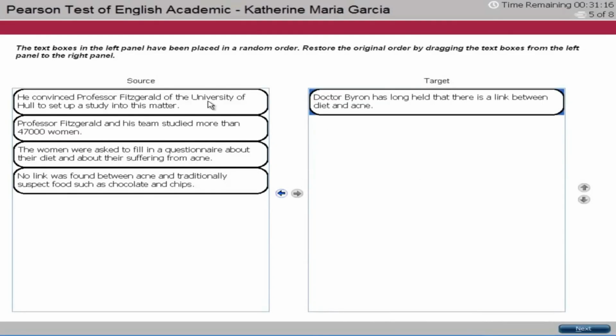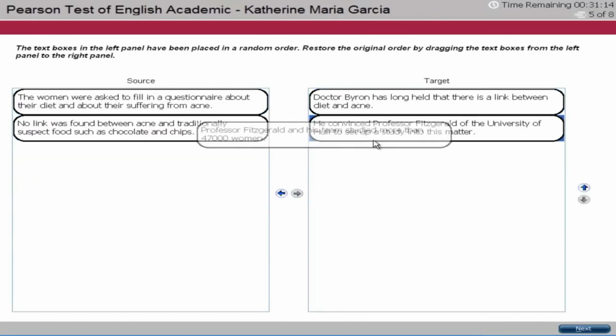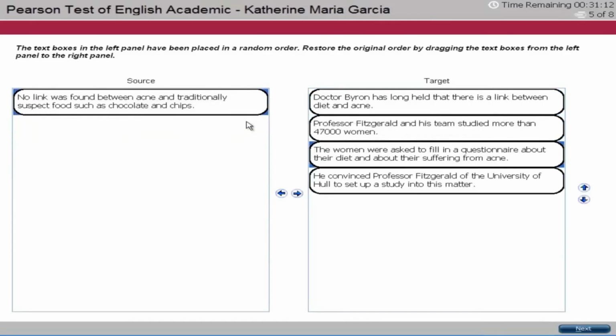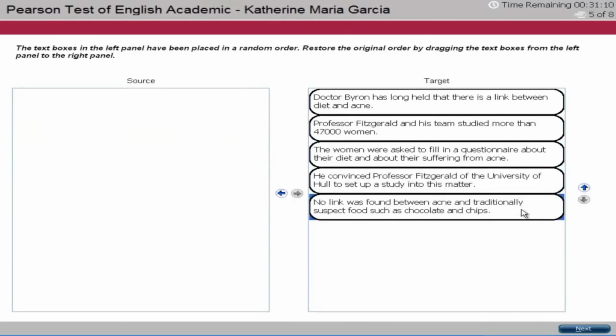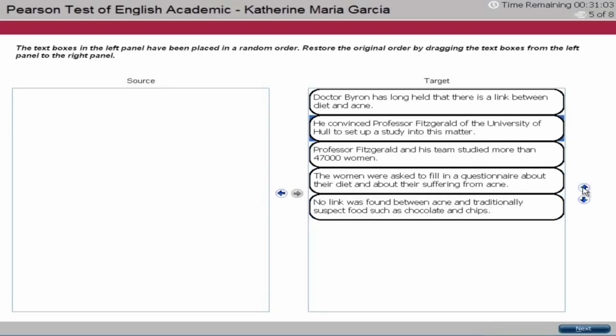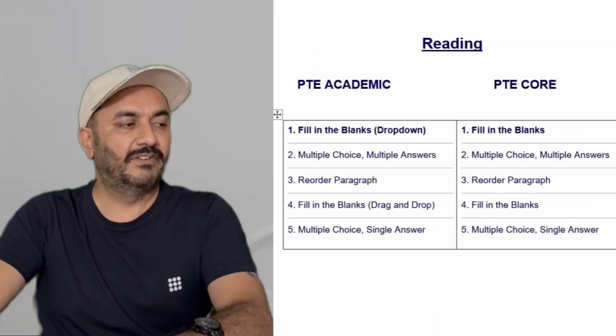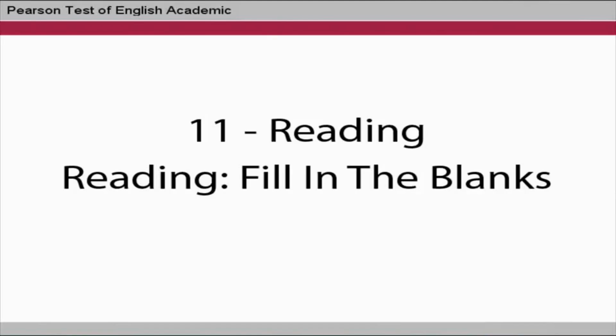For this item type, you need to restore the original order of the text by selecting text boxes and dragging them across the screen. Select the text boxes, drag them across the screen and use the arrows to reorder them. Next is the fill in the blanks, drag and drop. Reading. Fill in the blanks.